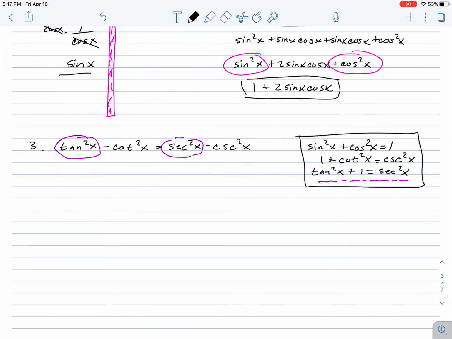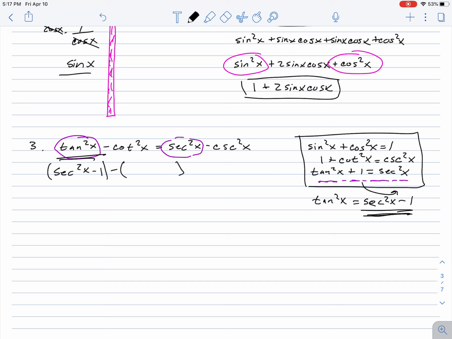So if I want tangent squared to be substituted, then I'm going to subtract this 1 over to the other side. And I get secant squared minus 1. So this is what I'm going to substitute in over here. Secant squared x minus 1. Then I've got a minus sign.